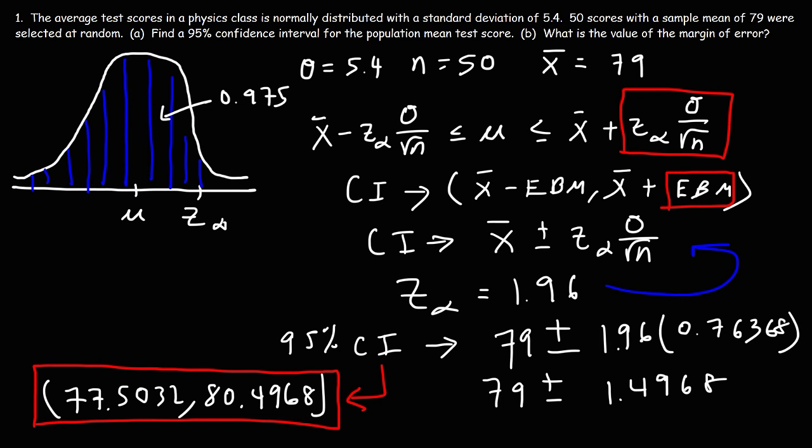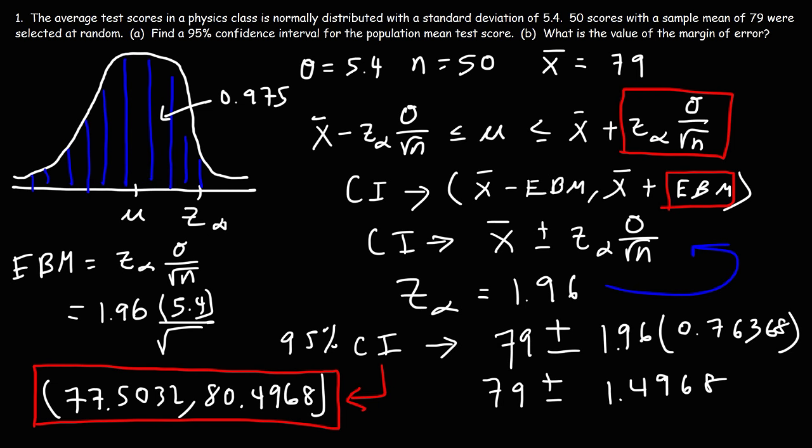Now, what about part B? What is the value of the margin of error? The margin of error, also known as the error bound for the mean in this example, is z alpha times the standard error. So it's 1.96 times the standard deviation of 5.4 over the square root of the sample size. And it's basically going to be this number that you see here.